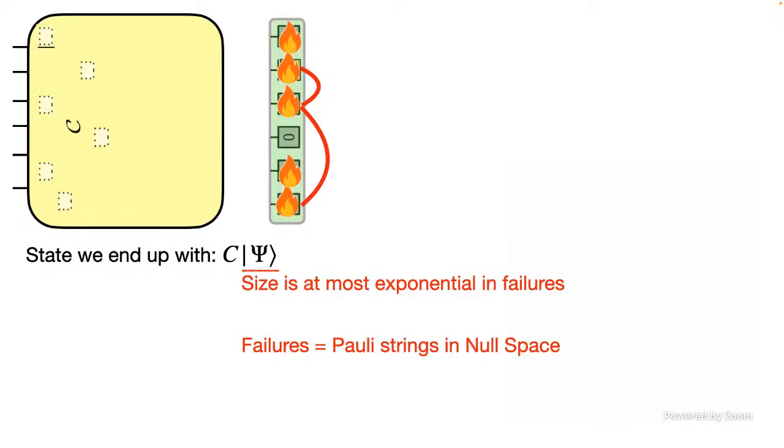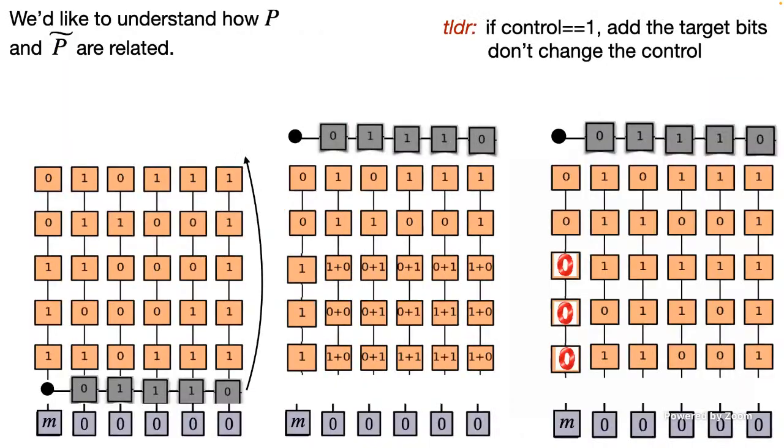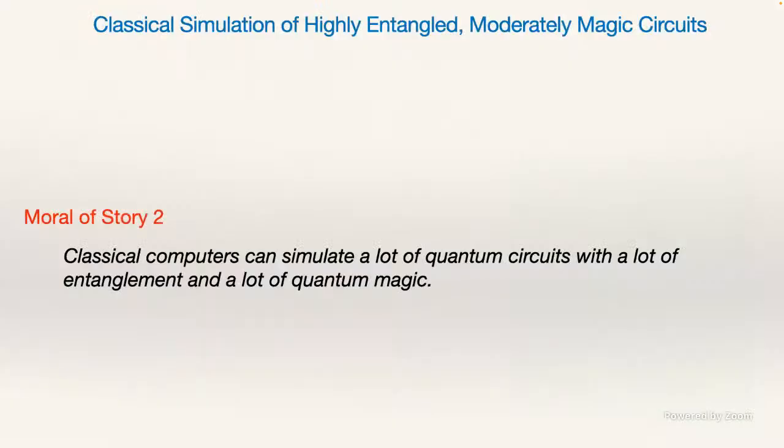Well, what is the size of this state? What happens every time I fail? Well, my state gets more complicated. How much more complicated? It essentially at most doubles the Bonham excitation. I essentially have a state whose size is at most exponential in the number of times that I fail. And it turns out that the number of failures is equal to the number of Pauli strings in the null space. It's not obvious why this is, and I'm not going to tell you. But I have 3 slides that tell you, if you want to know.